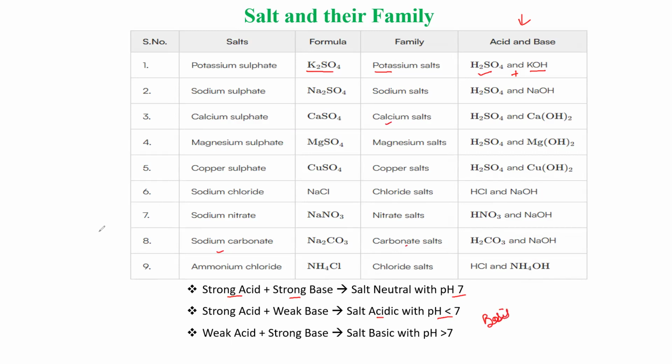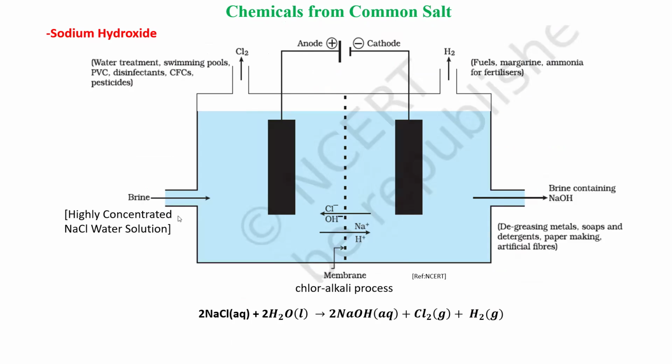Next we have some other properties, some common salts that we obtain. Now here we have chemicals from the common salt. Common salt is what? Sodium chloride. Using sodium chloride, what things can we obtain? First and important is sodium hydroxide. Here we have the experimental setup, the chlor-alkali process. The chlor part means evolution of chlorine gas takes place, and the alkali is in solution, soluble in water.